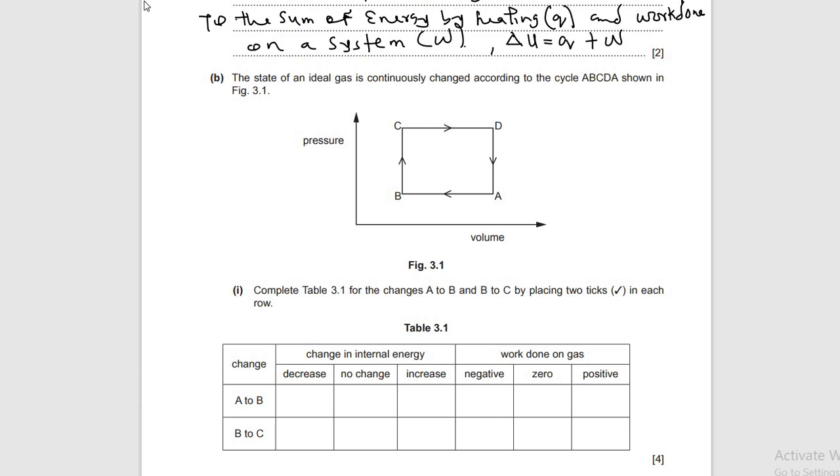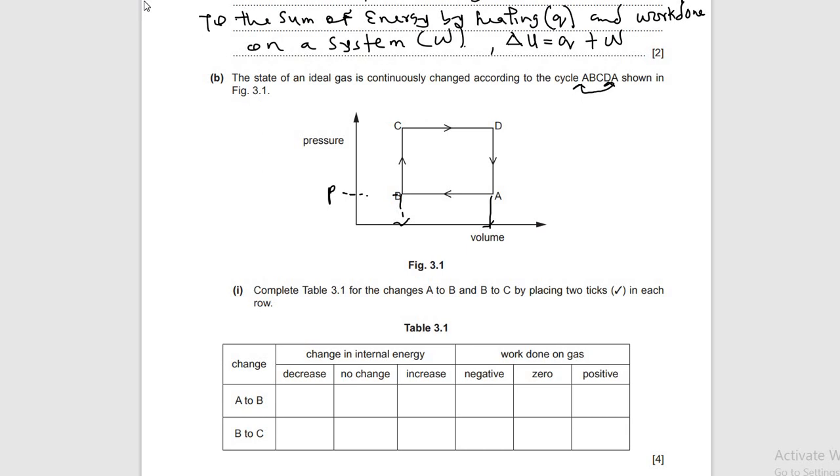Now, the state of an ideal gas is continuously changed according to the cycle A, B, C, D, A, from A back to A. That's a loop. You should take note of that. Complete the table by placing a tick. Now, from A to B, what's going on there? When you check from A to B, the pressure is the same, but the volume is decreasing. It's coming toward the left.